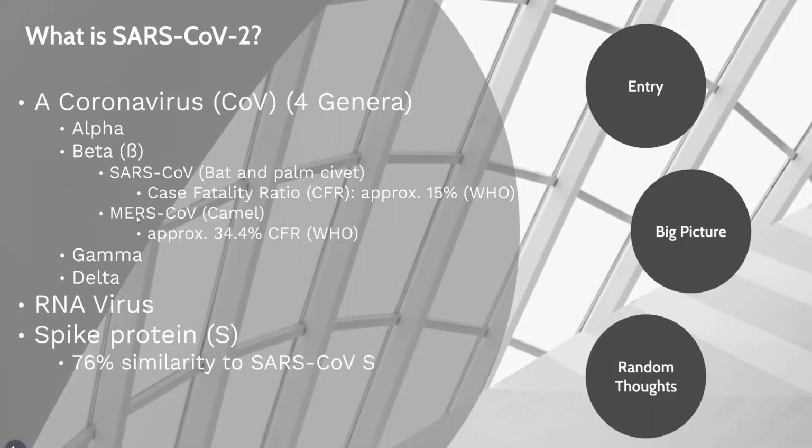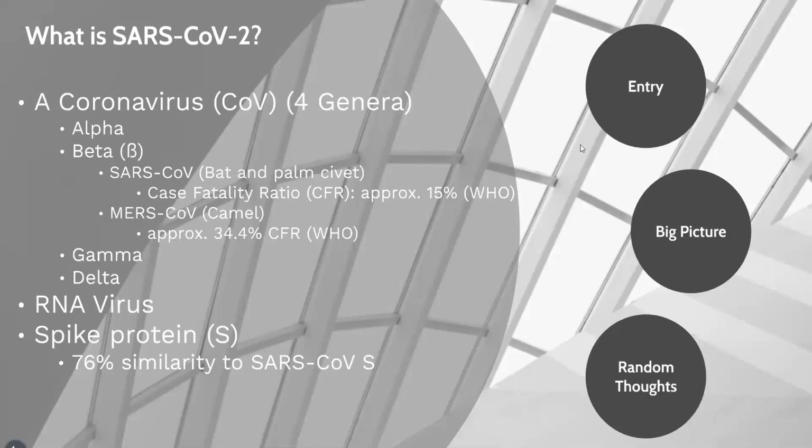MERS, or Middle Eastern Respiratory Syndrome, is a coronavirus that had a reservoir in camels, and it had approximately 34.4% case fatality ratio from the World Health Organization. It is an RNA virus, and it has a spike protein. We just deem that S, and the spike protein has 76% similarity to SARS coronavirus spike protein. This is why COVID-19's virus got the name SARS coronavirus 2. It's because the virus is so similar to the original SARS coronavirus.